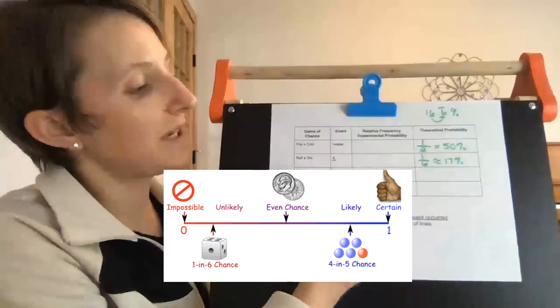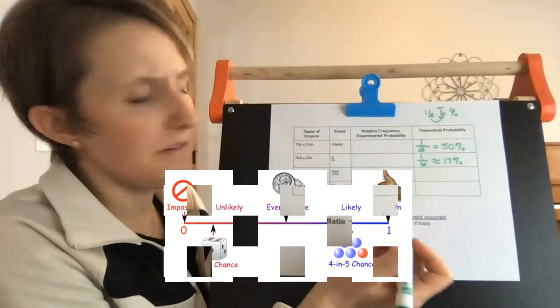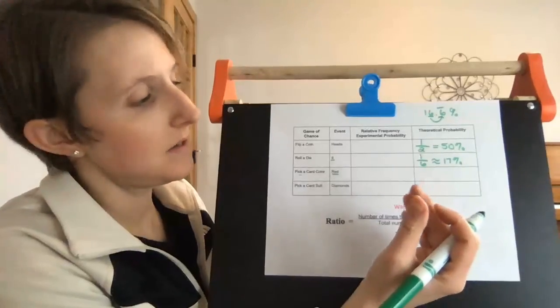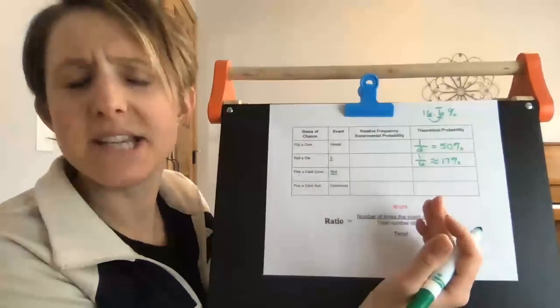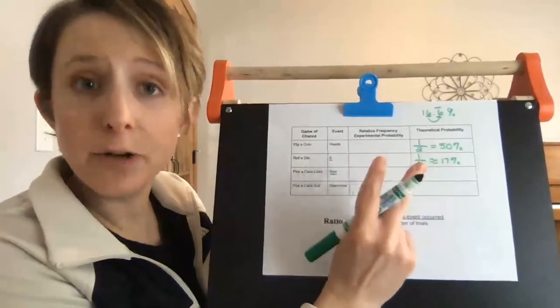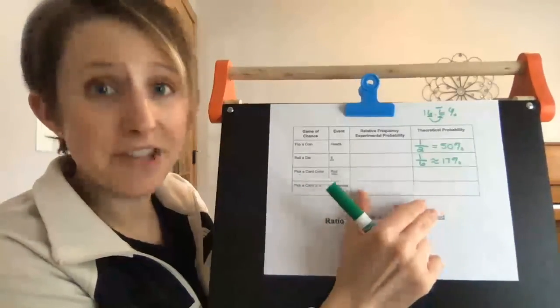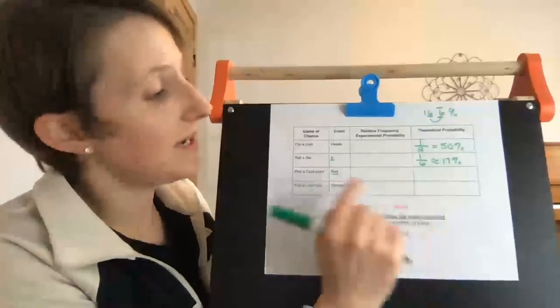Next, let's go to pick a card color. The event is, what are the chances that you pick a red card in a standard deck of cards? Well, first of all, how many reds are in a deck of cards? There are 2 different colors that make up a deck of cards. You could have red or you could have black. So half of the deck of cards is going to be red.